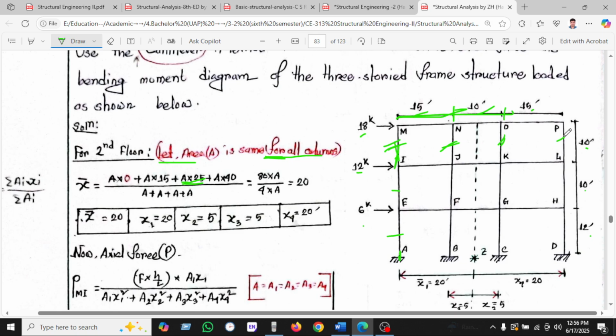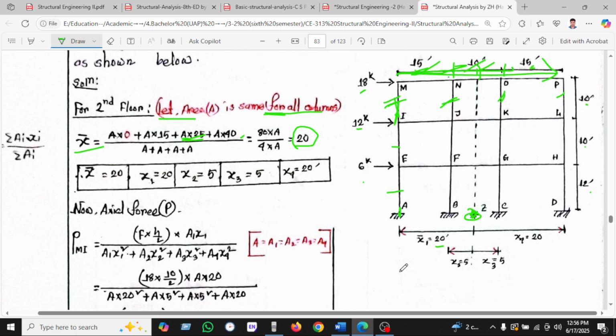And the last one, we can see A into 40. How do we get the 40? The distance is 15 plus 10 plus 15, so the distance is 40. In this way you can find out the CG, which is 20. This is 15, and this is 10 divided by 2, which is 5. This is our CG distance, which is X bar, 20.